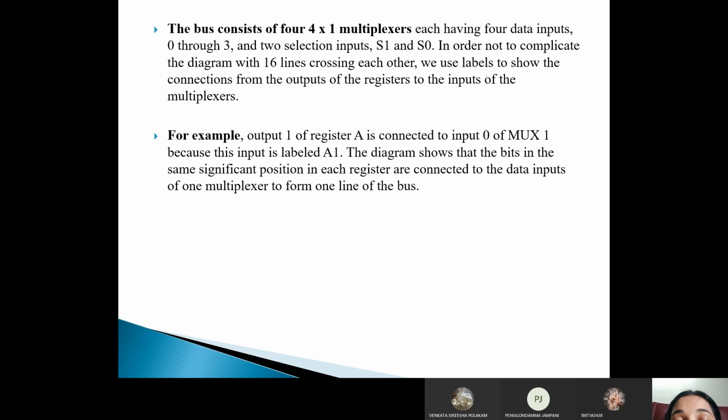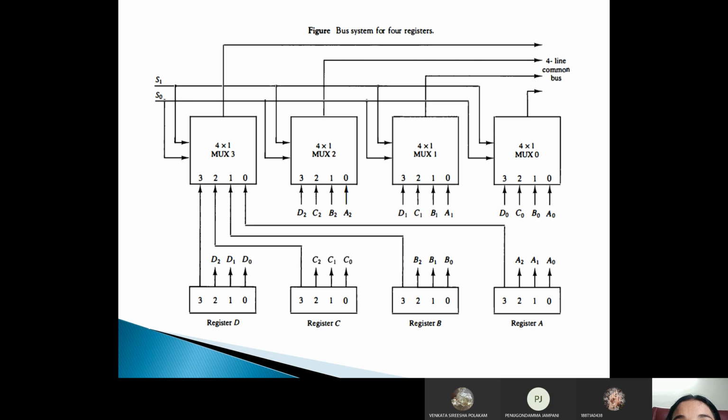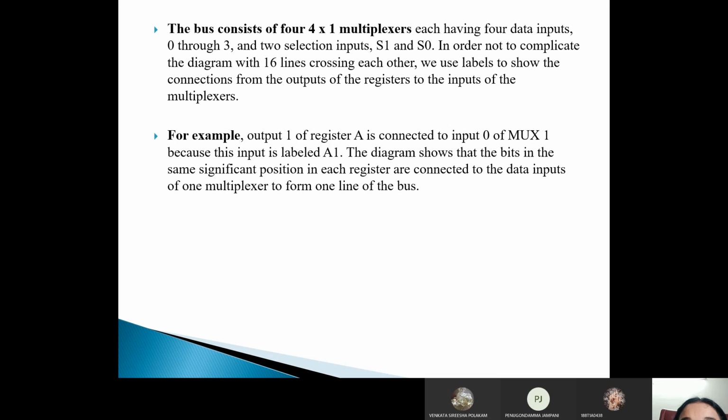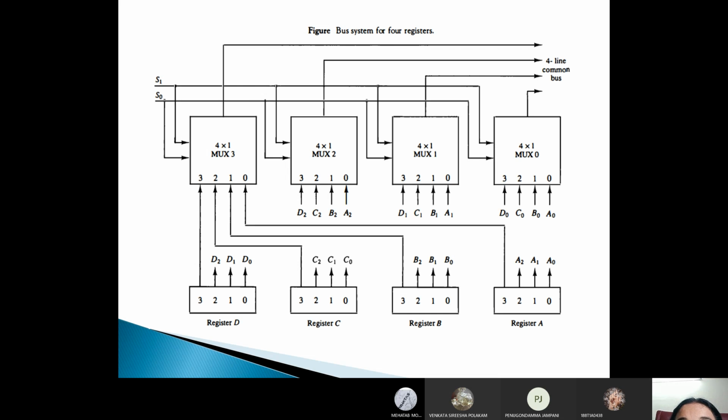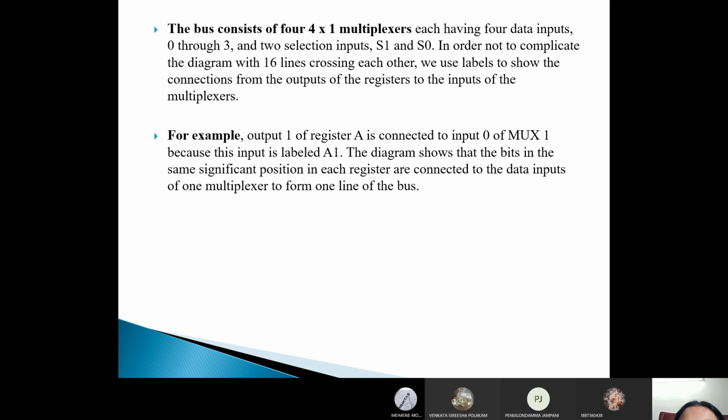So, for example, the output 1 of register A is connected to input 0 of multiplexer 1. Output 1 of the register A is connected to the input 0 of multiplexer 1, and because this input is labeled A1, the diagram shows that the bits in the same significant position in each register are connected to the data inputs of one multiplexer to form one line of the bus.